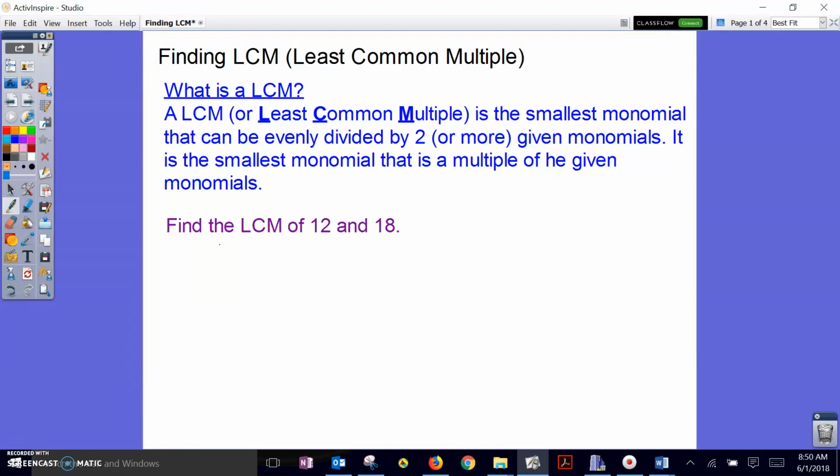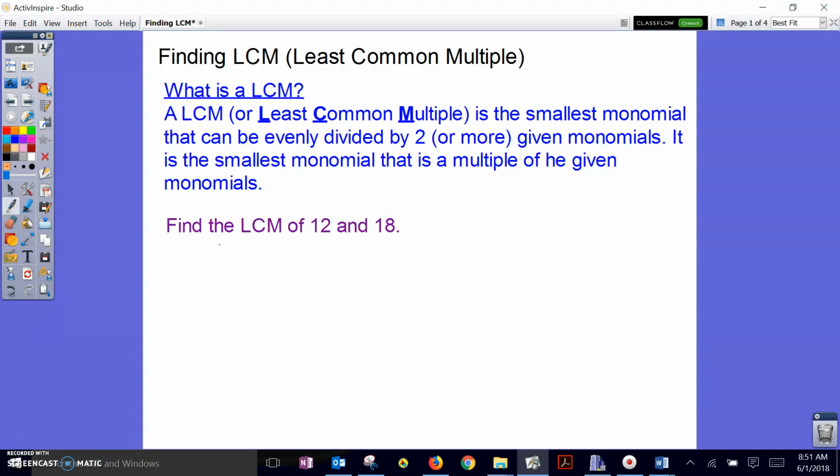In this video, we're going to discuss how we find a least common multiple of two monomials or two numbers. First off, what is an LCM or least common multiple? It is the smallest monomial or number, if we're dealing with numbers, that can be evenly divided by two or more given monomials or numbers. So that means that it is the smallest monomial that is a multiple of whatever monomials we're given.